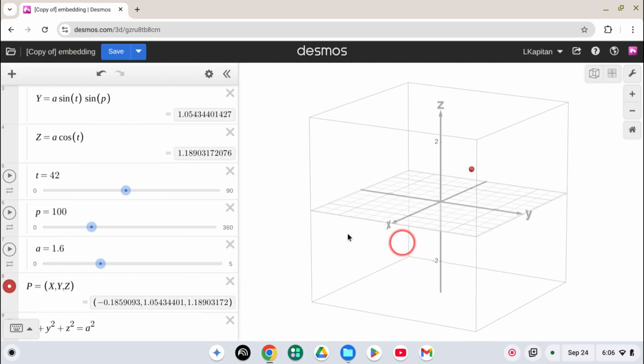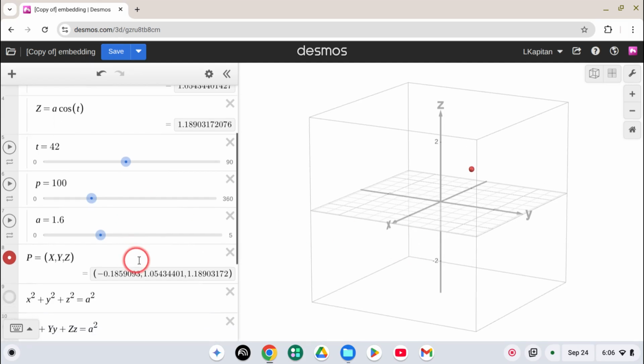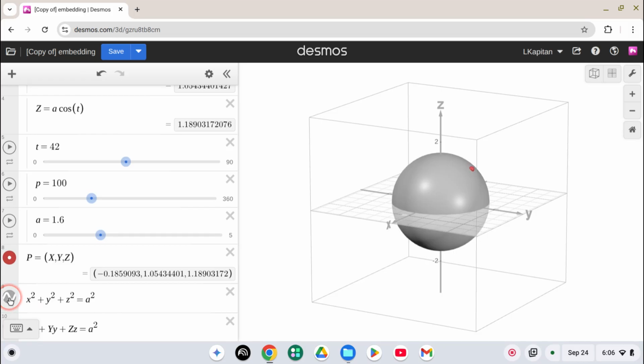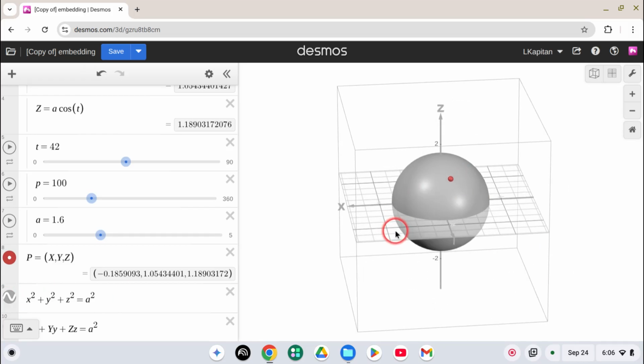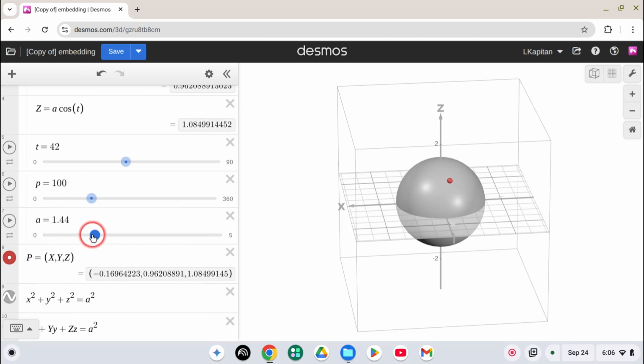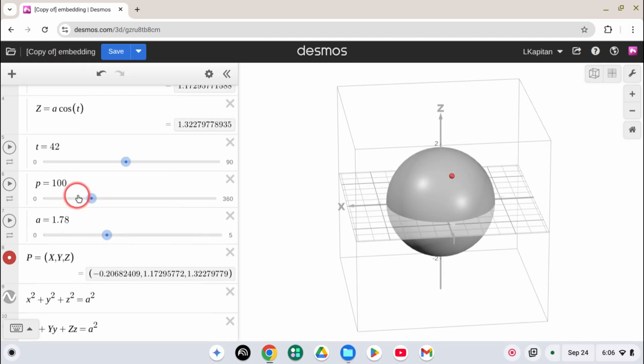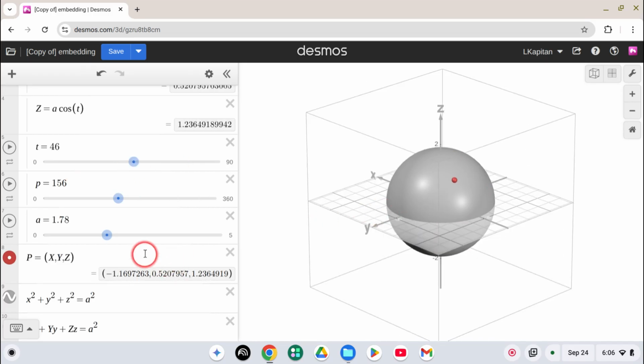Just sticking out there. Now, here's why I used the capital letters, because these have a special meaning. So this is the equation of a sphere, and they're going to interpret that like that. Okay? So in this case, the radius is 1.6. You can change it to whatever you want. This is the phi, which swings around the equator. And this is the theta, which swings from the North Pole down. Okay?